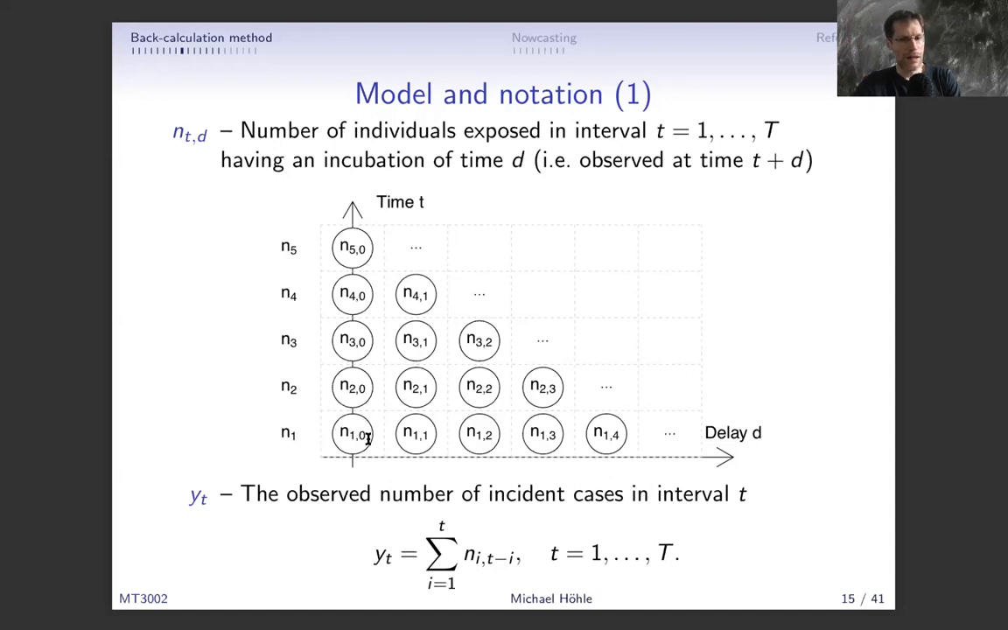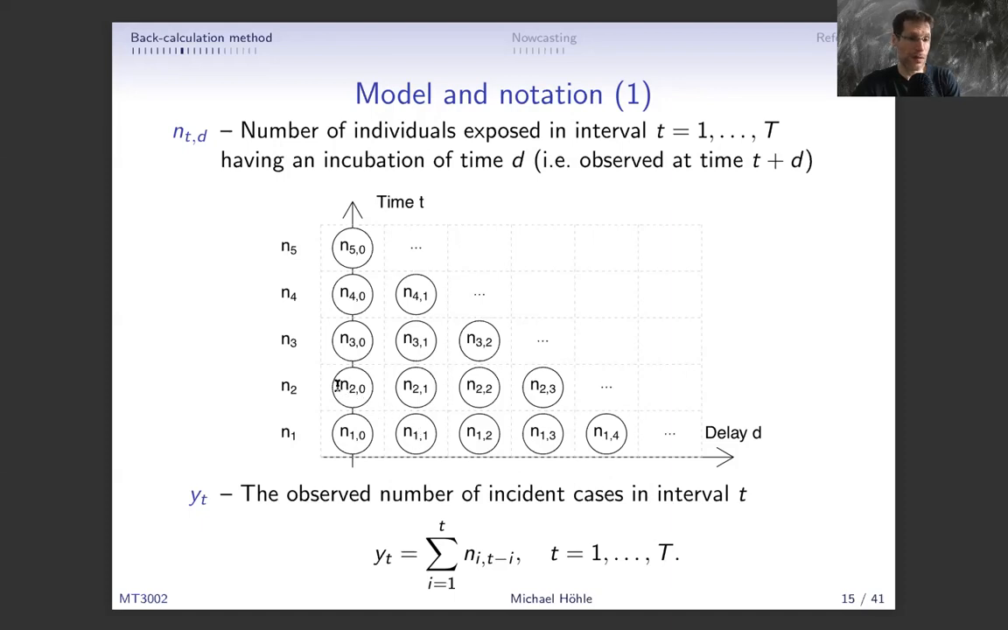Right. So here are the number of individuals that you would have with an incubation time of 0 days. You would see them on the same day, N1 naught. That is what you will see on the first day. But there will be some which have an incubation time of 1 day, happening at day 1 with 1 day of incubation time. Those are the ones you will see on day 2 in your report about when they had the onset of the disease, the disease onset.